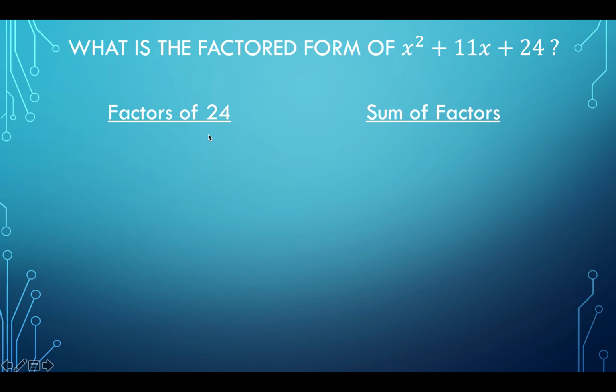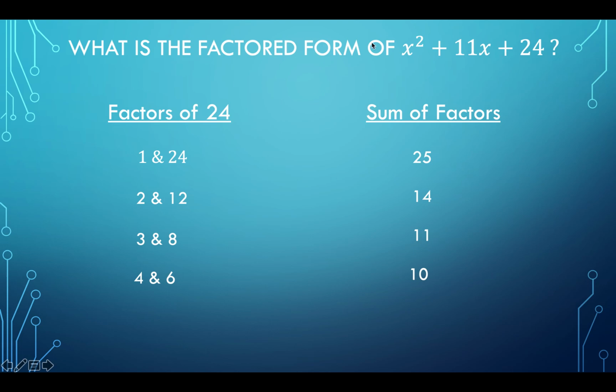Factors of 24. What two numbers multiplied together are going to give me 24? 1 and 24. Well, what's the sum of 1 and 24? 25. 2 and 12. What's the sum of that? 14. What's the next way we could get to 24? 3 and 8. 3 plus 8 gives me 11. Remember, we're now looking for the sum of the factors to equal what? 11. But let's just continue on to make sure we don't have an extra option. 4 and 6. 4 plus 6 gives me 10.